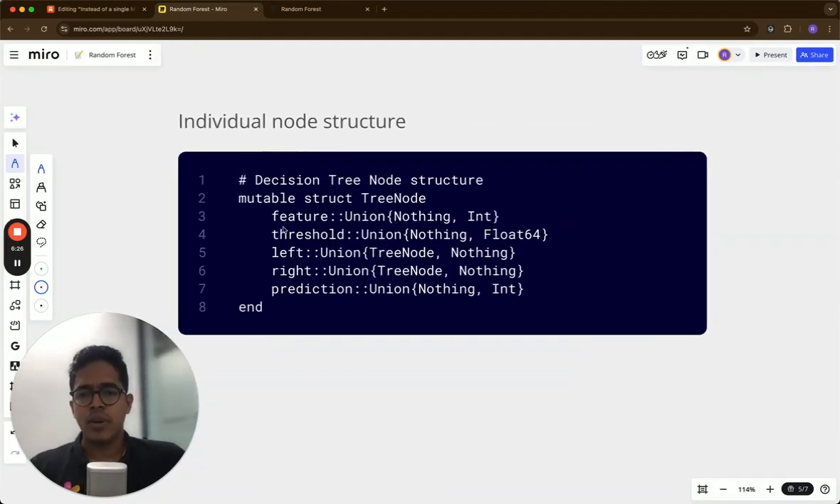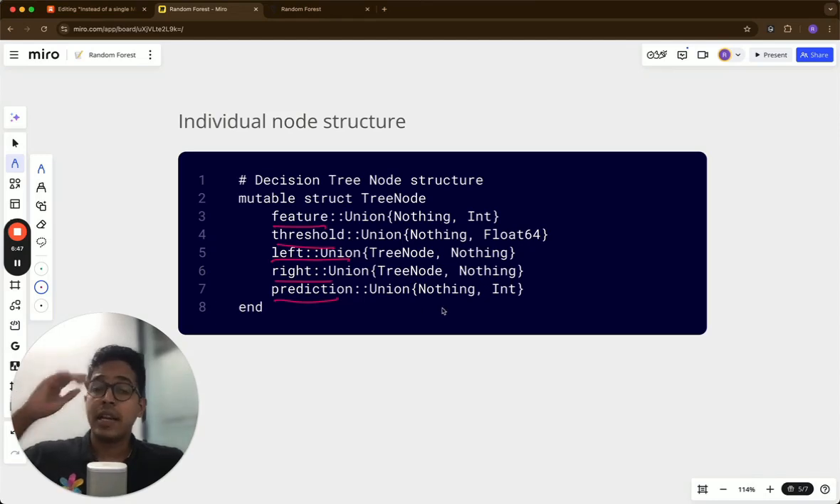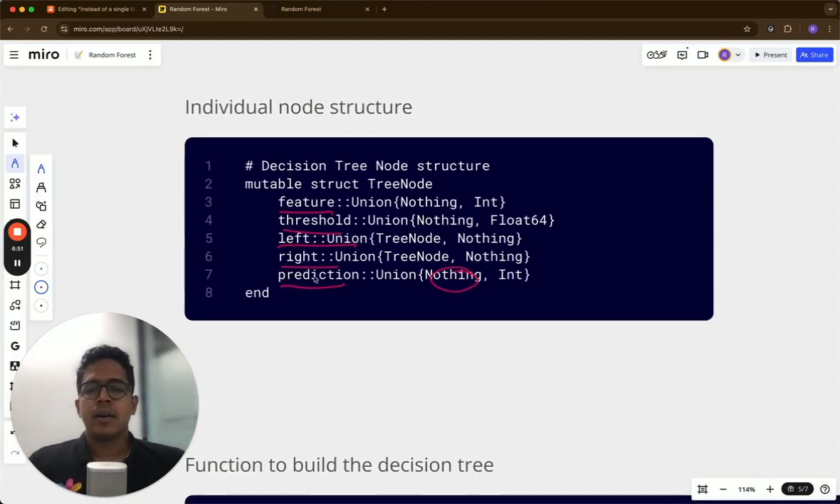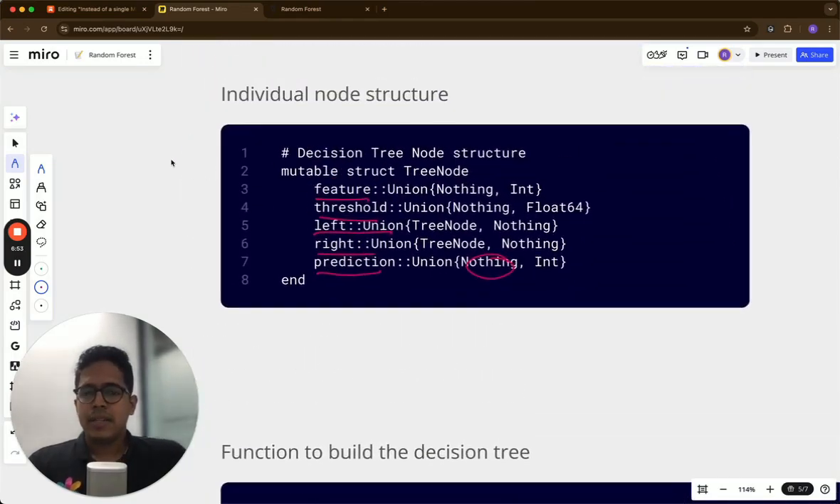For every node, you need a feature that makes the split, the threshold of the feature that makes the split, which points are in the left, whether you have data sets going into the left, whether you have data sets going into the right. And if the node is a leaf node, what is the prediction that the node is making? Normally it will be nothing, because if it's not a leaf node, it's not predicting anything. So normally it will be nothing.